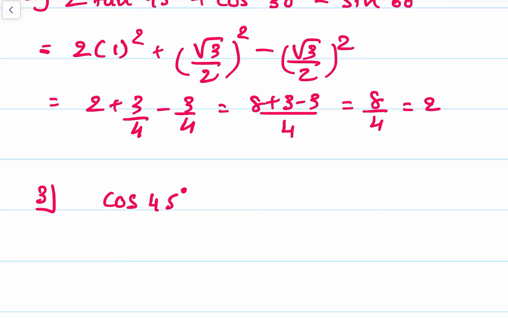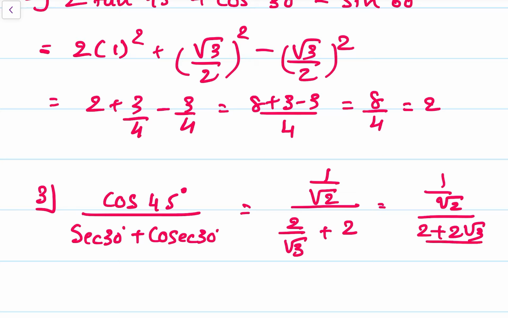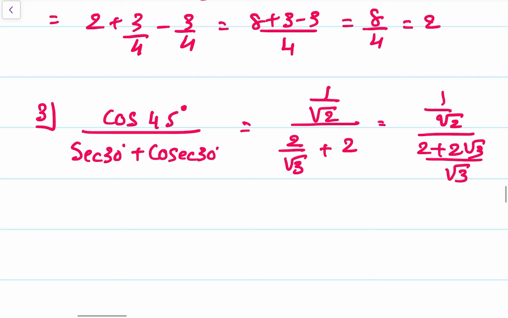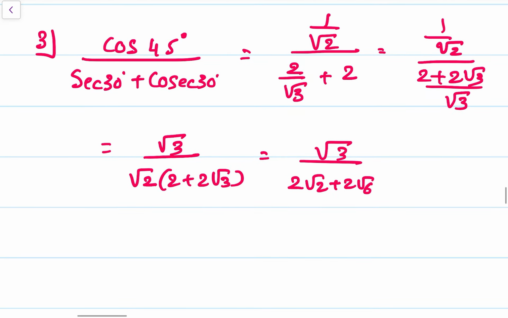Cos 45 degrees upon sec 30 degrees plus cosec 30 degrees. Now cos 45 is 1 by root 2 and sec 30 is 2 by root 3 plus cosec 30 is 2. When you solve this, you get 1 upon root 2 upon 2 plus 2 root 3 upon root 3, by LCM. So when you solve this further, you get root 3 upon root 2 plus 2 root 3, is equal to root 3 upon 2 root 2 plus 2 root 6.